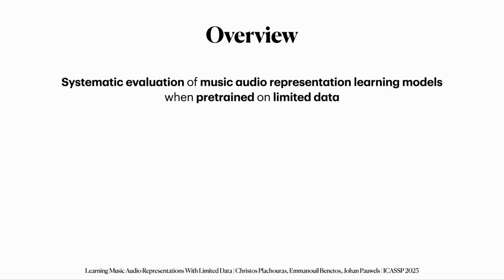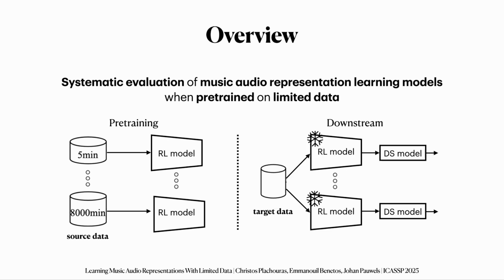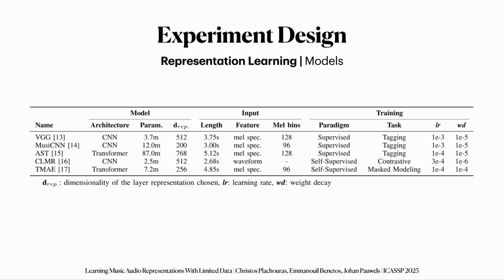So in summary, what we decided to do is take a few music audio representation learning models and pre-train them on very limited data, and then take these models, freeze them, and use the features for different downstream tasks and see how they perform. We selected a few different models with different architectures and pre-training paradigms. All of these have been used in music before for representation learning.